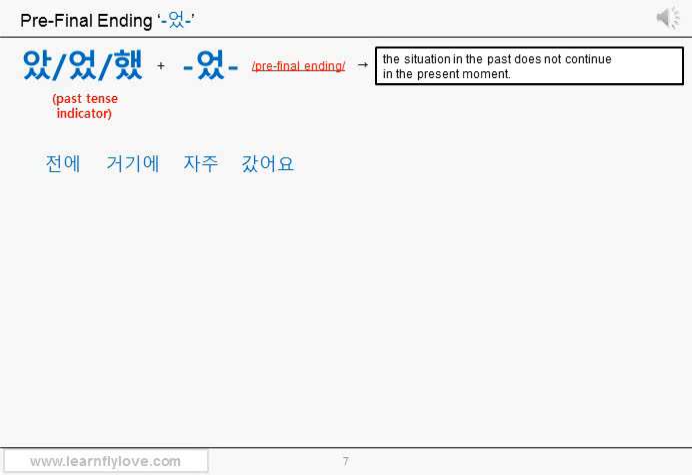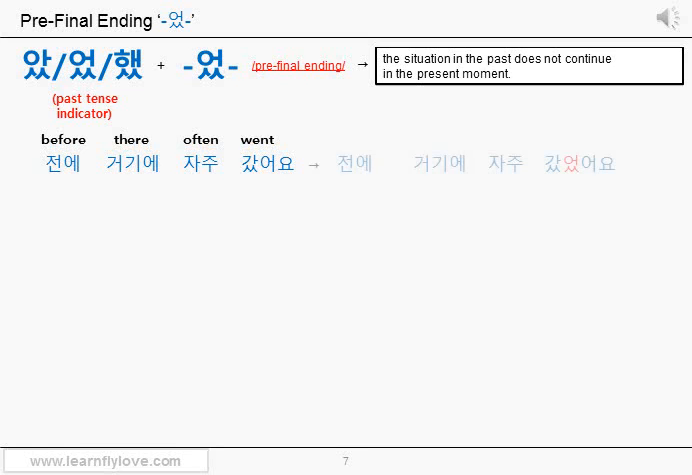전에 거기에 자주 갔어요. 전에. 전 means before. It's a noun in Korean. Therefore, you should add a particle 에. 전에. 거기에. 거기 means there. 거기 is a pronoun in Korean, so you can add a particle 에 again. 거기에. 자주 means often. 갔어요, went. It's in the past tense. 전에 거기에 자주 갔어요. What does that mean? Yes, it's just simply I went there often before.